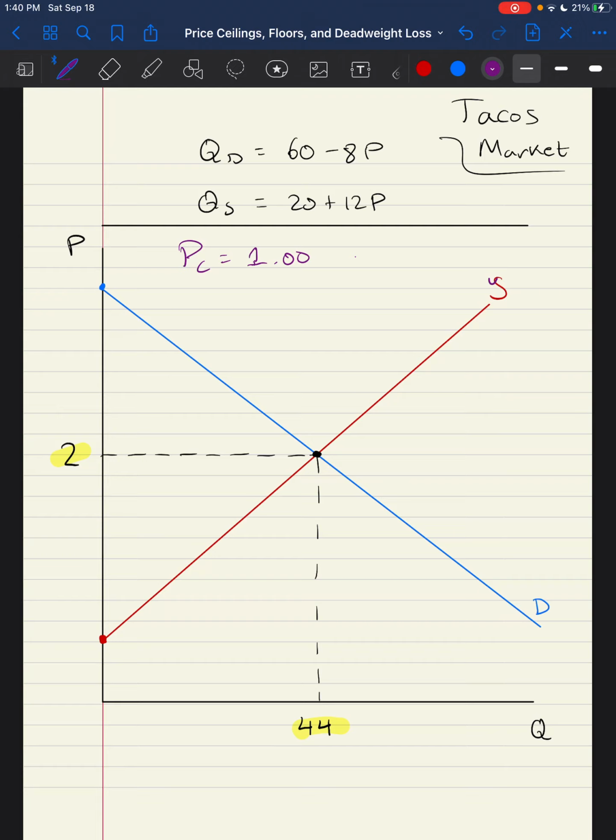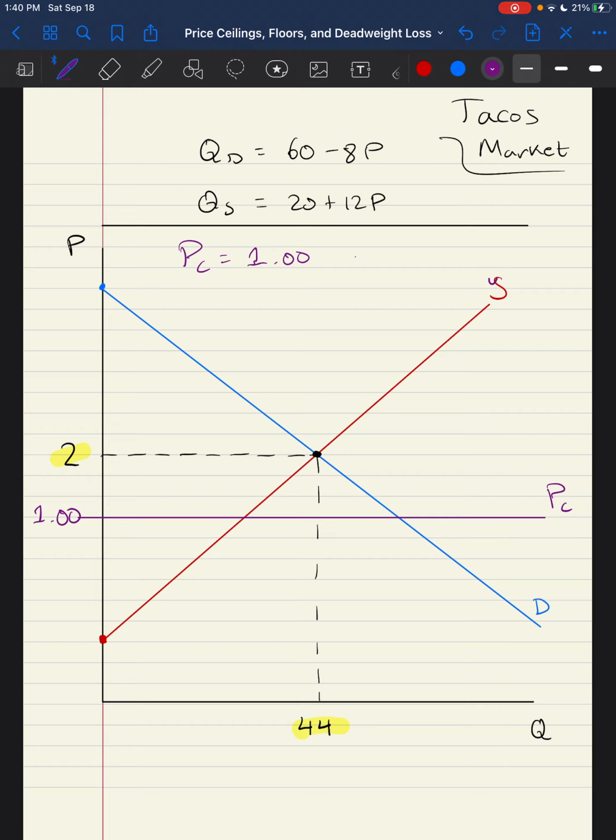Is this price ceiling now having an effect on our market? If the equilibrium price is $2, then yes, this is now going to have some sort of binding effect. It's going to change our equilibrium, because the price ceiling will be somewhere down here. Let's use this purple line to draw our price ceiling. I'm going to label this PC, and the value of this is $1.